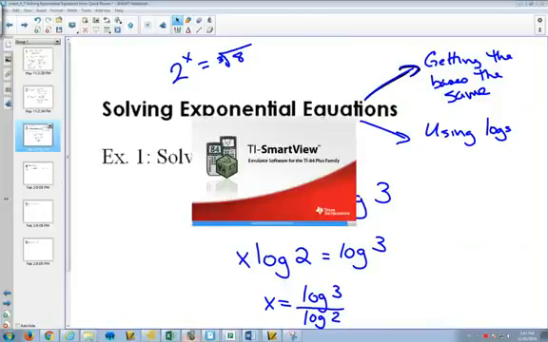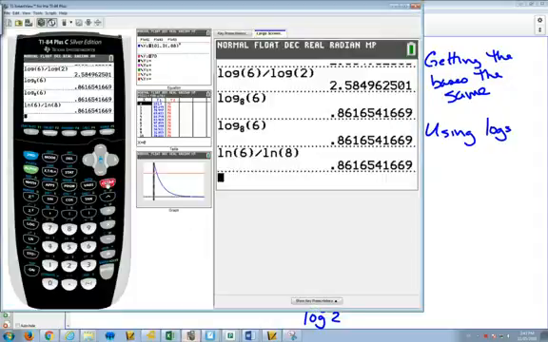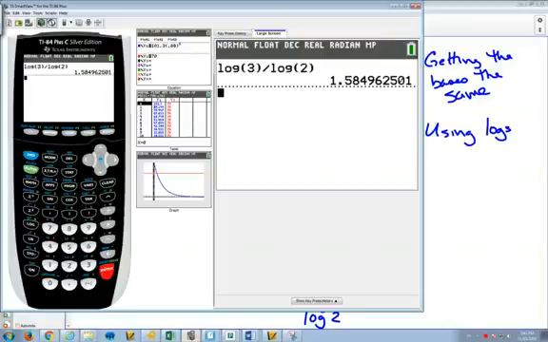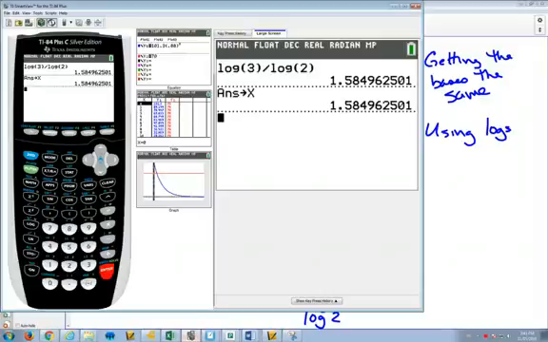and we type that in. Log 3 divided by log 2. And we get 1.58. Now what I'm going to do is I'm going to store that value as x, just so that it remembers that for me. Because the nice thing about solving log equations is on your test, you will always know if you got it right or if you got it wrong. Because once you've solved it, you can check to see if it's right.